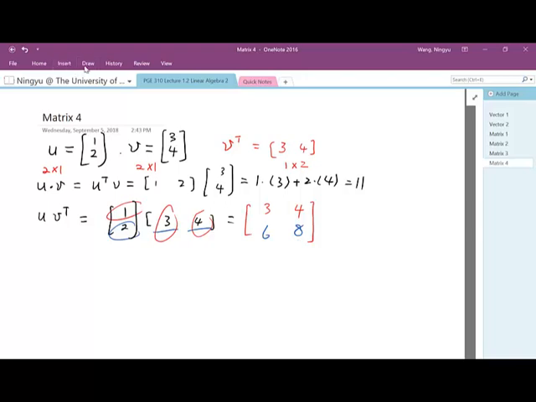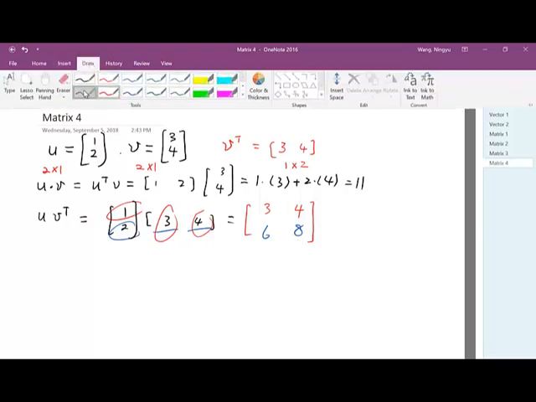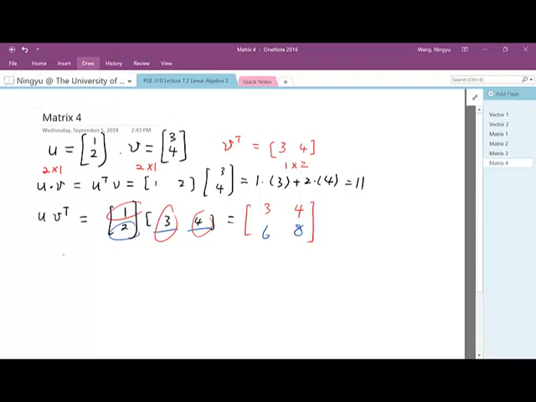Okay, so for you to do your homework, there shall be one question asking you to write out the matrix form of the system of linear equations. And the matrix form means AX equals B. Let me give you an example.